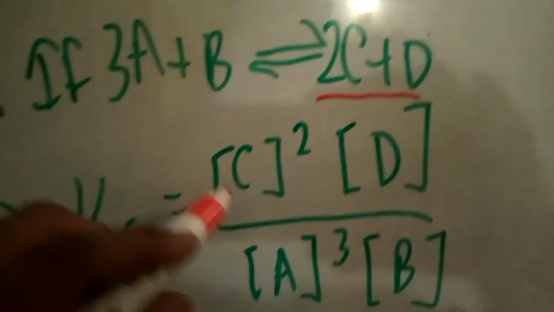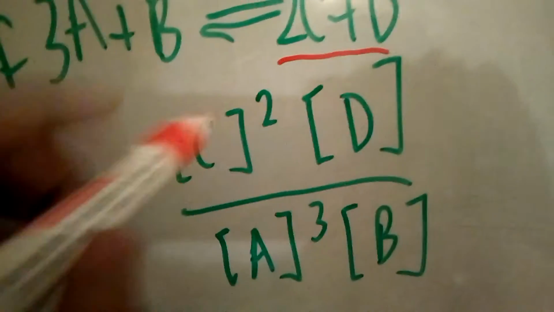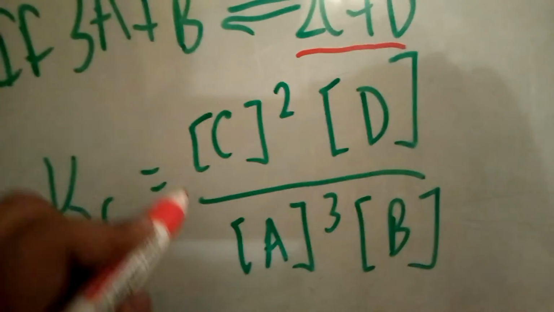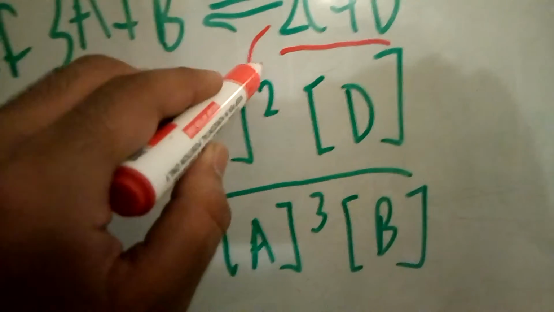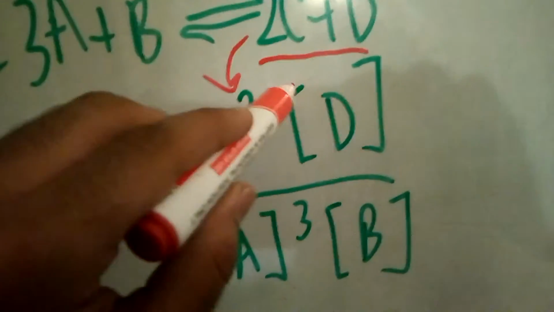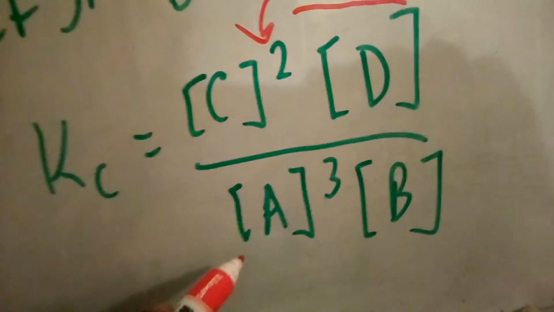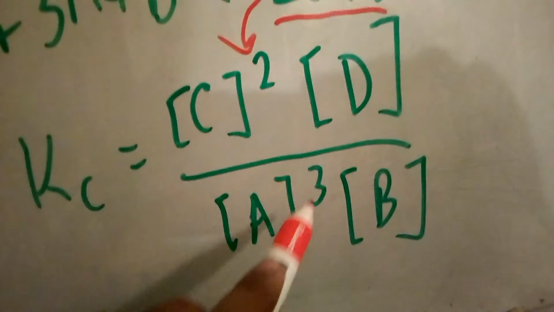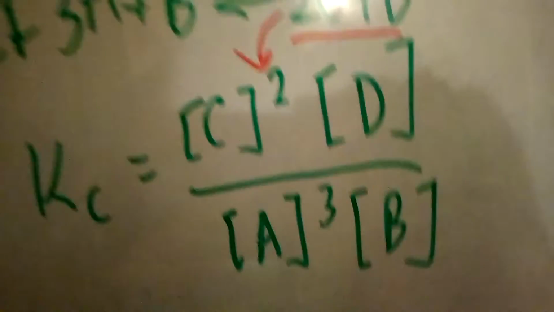So Kc equals the product of the concentration of the products raised to appropriate powers. The square brackets represent concentration, I'm sure you know that. So it is the concentration of C raised to the appropriate power times the concentration of D, divided by the concentration of A raised to the appropriate power times the concentration of B. So far I assume you're with me.